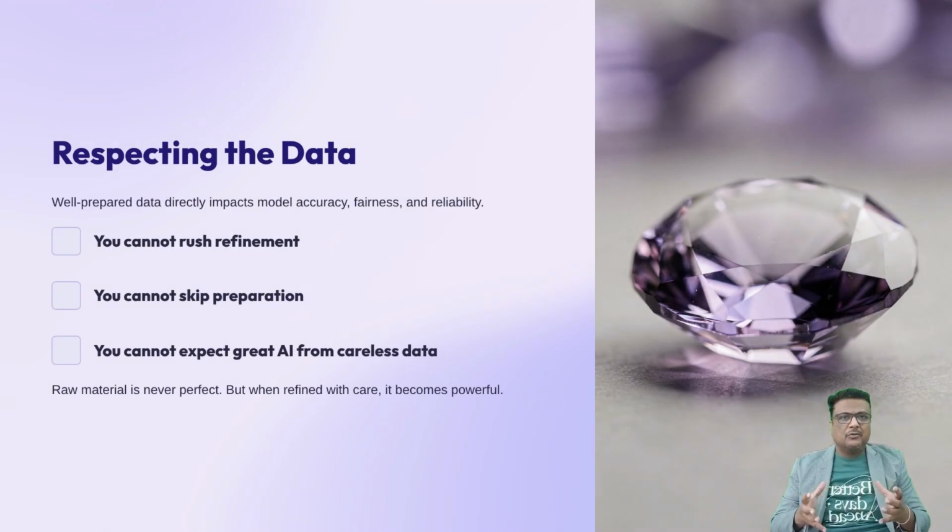Let's gently wrap this together. Phase 4 data preparation is about respecting the data enough to prepare it properly. So, well prepared data directly impacts model accuracy, fairness, and reliability. In very simple language, you cannot rush refinement, you cannot skip preparation, and you cannot expect great AI from careless data. As a PMI CPMI professional, your role here is critical. You guide the team to slow down just enough so phase 5 can move fast with confidence. Raw material is never perfect, but when refined with care, it becomes powerful. And that's exactly what phase 4 is all about.